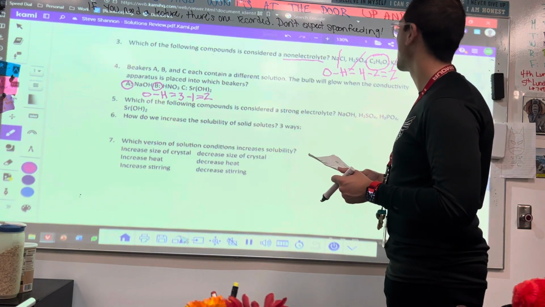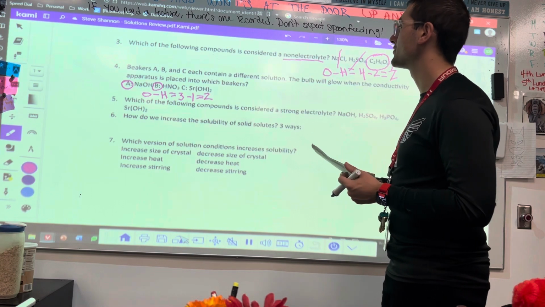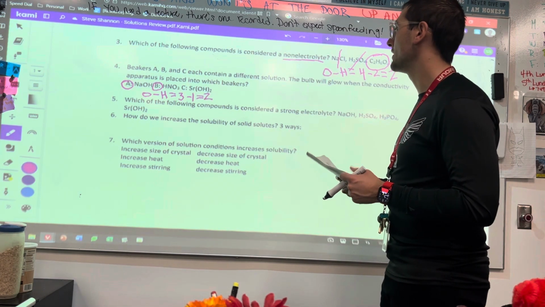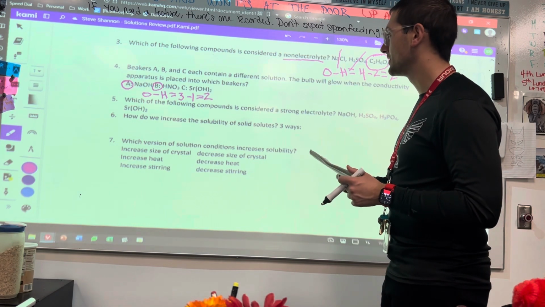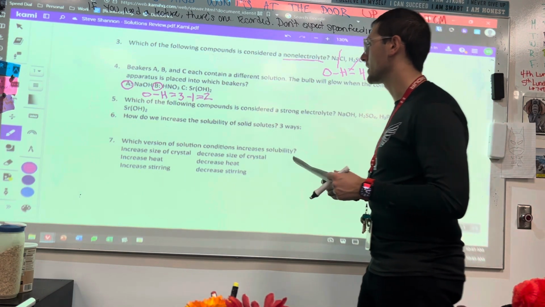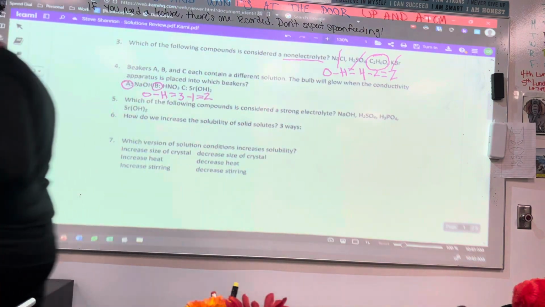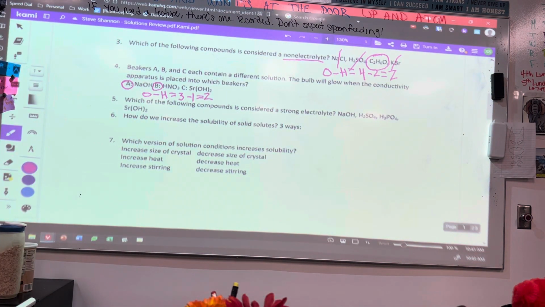And then I look at strontium hydroxide, SrOH2. Strontium hydroxide, I need to double check, but strontium hydroxide, I'm pretty sure, does not conduct electricity. So that one, actually I can look it up.